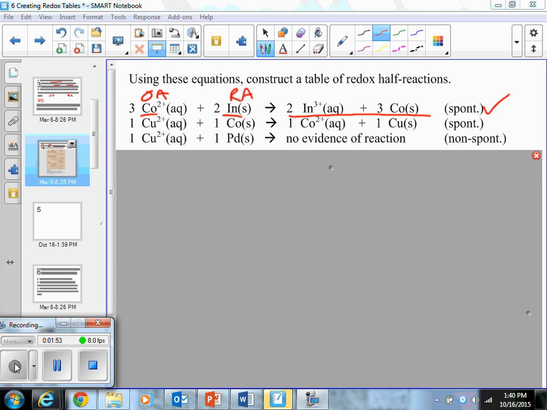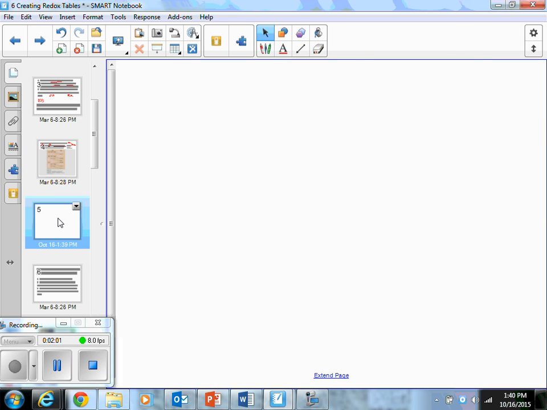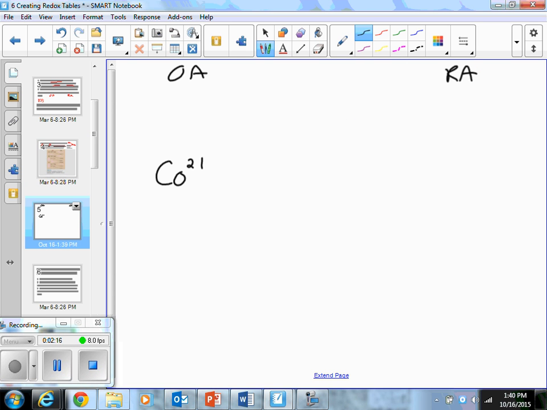So if the reaction is spontaneous, then remember the OA has to be above the RA. So we always do OAs on the left, RAs on the right. Make sure to always leave space above and below because you don't know where the other reactions are going to fit in. So the OA, the cobalt-2 plus, has to be above the RA, which was the solid indium. So I have to show this OA above RA in my table.